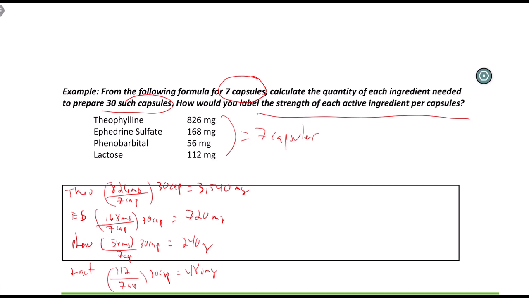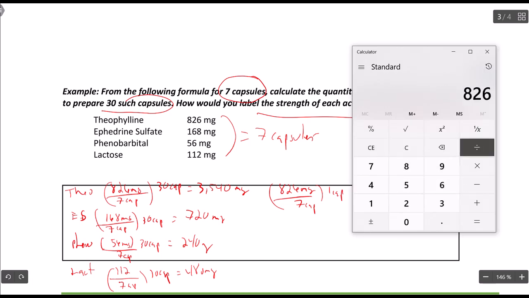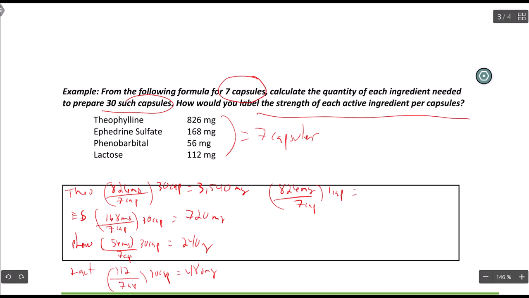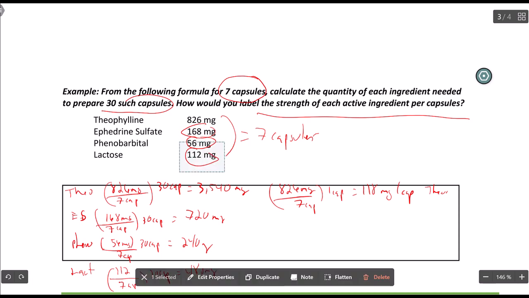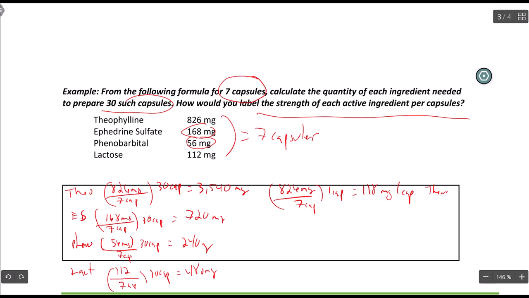Now the question that's also being asked here is, what would you label the strength of each active ingredient per capsule? So in other words, we'd have to take this 826 milligrams. This is the amount per 7 capsules. What is the amount per 1 cap? So that's what we would do. We would take the 826, divide that by 7, and we would say 118 milligrams per cap of the theophylline. And we would do the same thing with ephedra. Divide this by 7, divide this by 7, divide that by 7, but we don't list lactose because it's not an active form. So usually we don't do the inactives. And that's what you would list on your label.